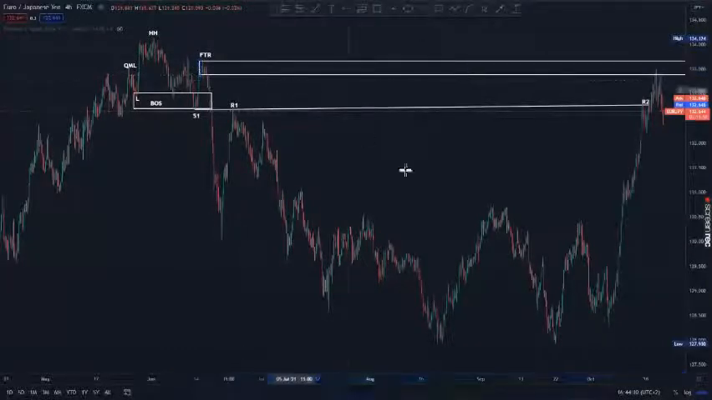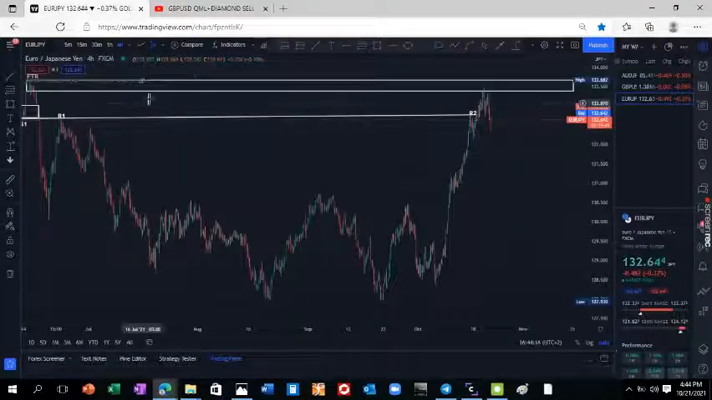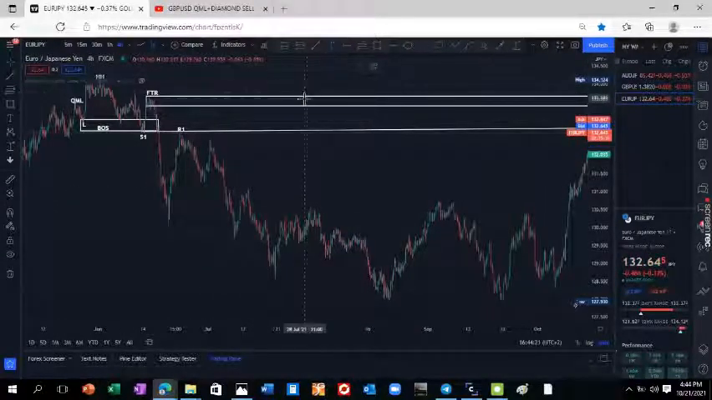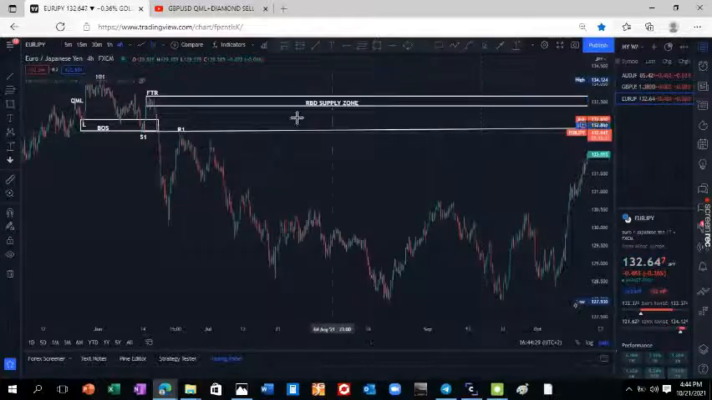Of course, I had to go back to my lower time frame to actually see what is happening. I actually took a sniper entry on this level. So without moving, first of all, let me just label this. This is my rally base drop supply zone.